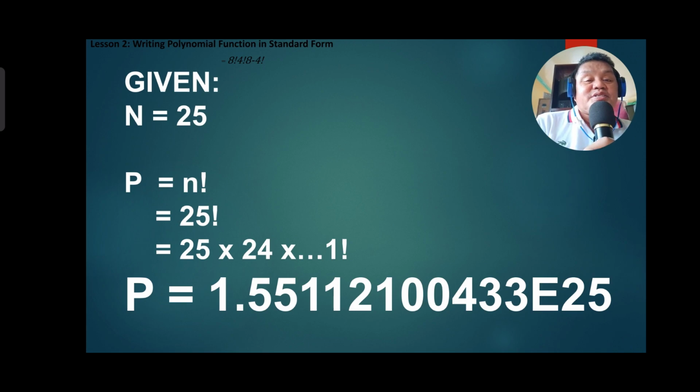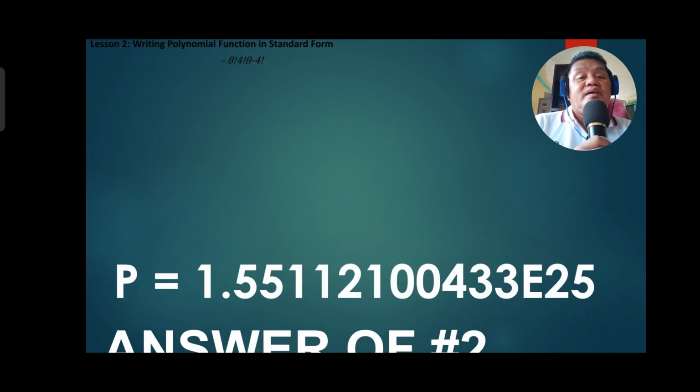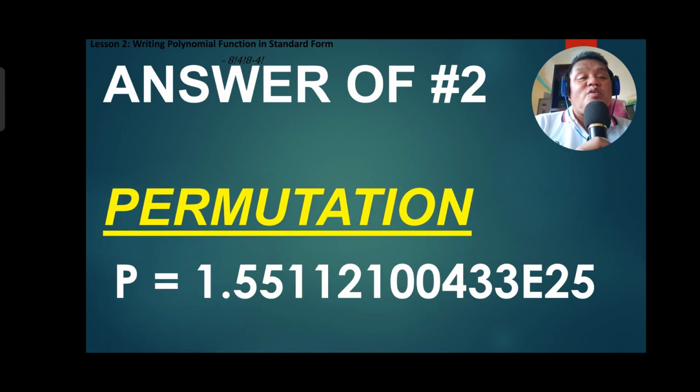Okay. So we have 1.55112100433 exponent of 25. So we have the answer of number 2 is permutation. We have 1.55112100433 exponent of 25.